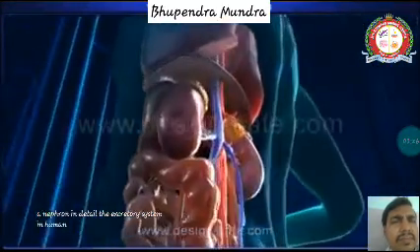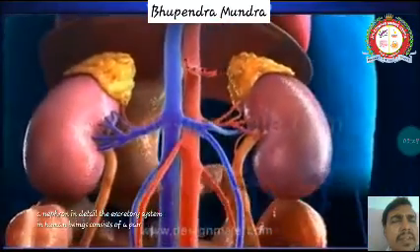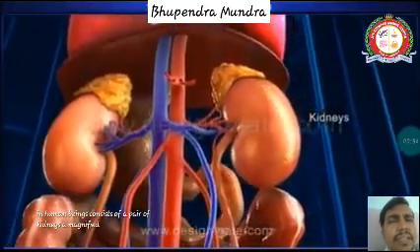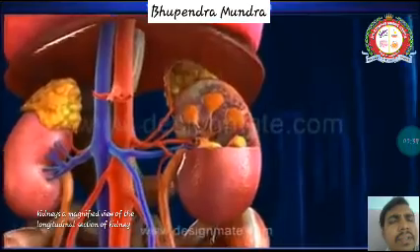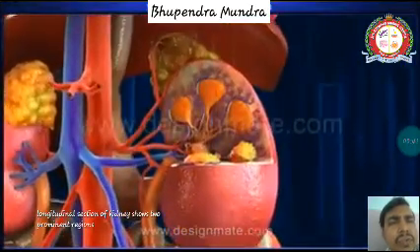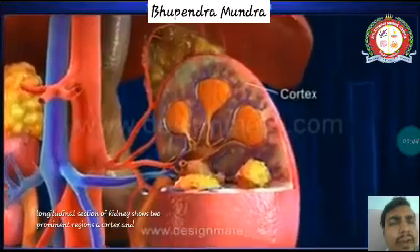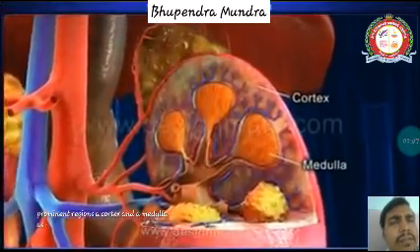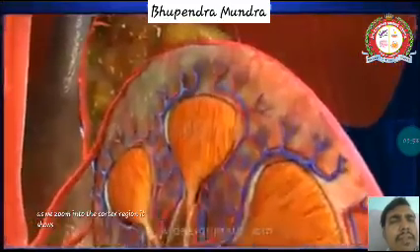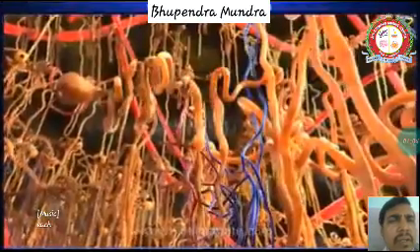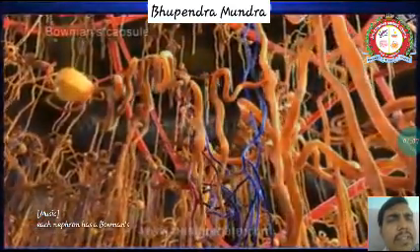The excretory system in human beings consists of a pair of kidneys. A magnified view of the longitudinal section of the kidney shows two prominent regions, a cortex and a medulla. As we zoom into the cortex region, it shows the presence of numerous nephrons. So there is a great number of nephrons present in each kidney.